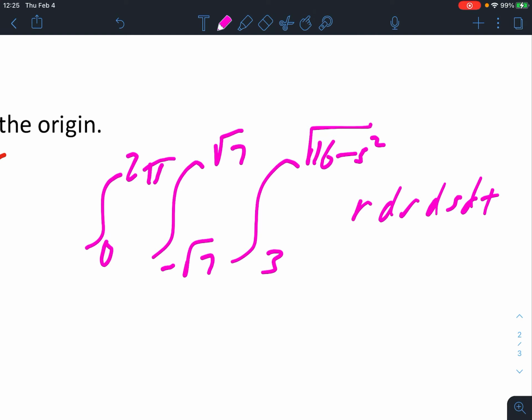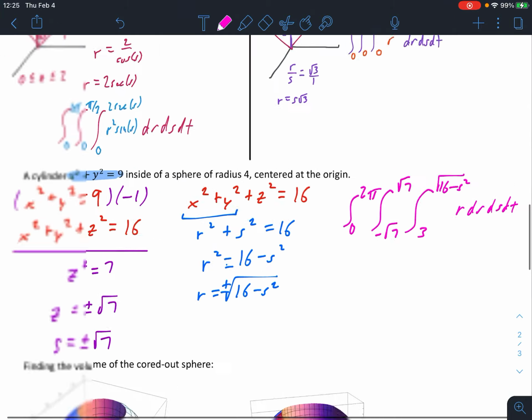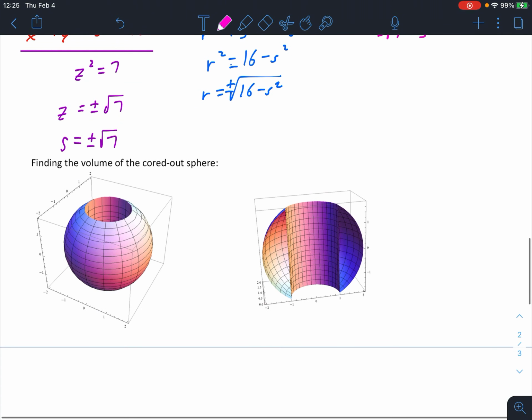All right, the last thing I want to talk about with you is just this last problem here. That's basically what we're doing. We're finding the volume of a cored-out sphere. That's kind of what's going on here.